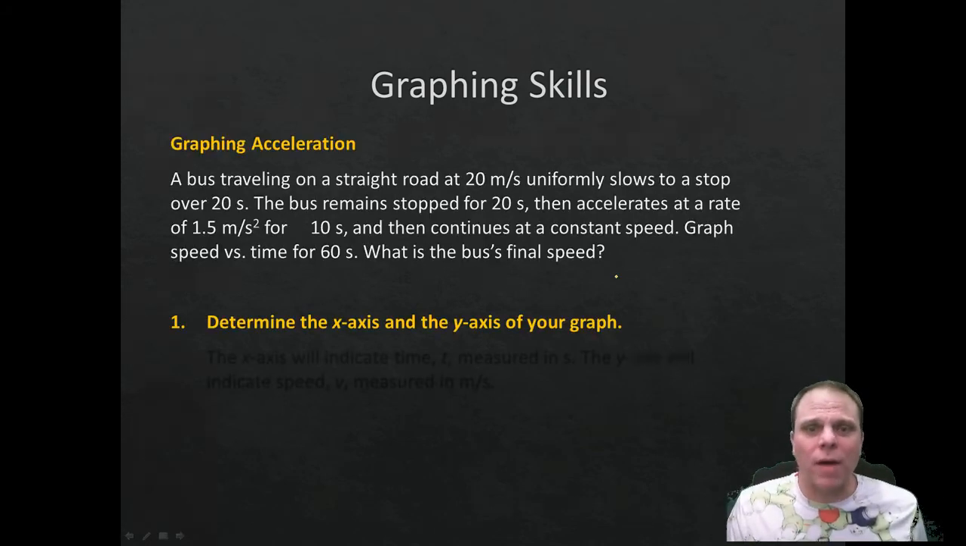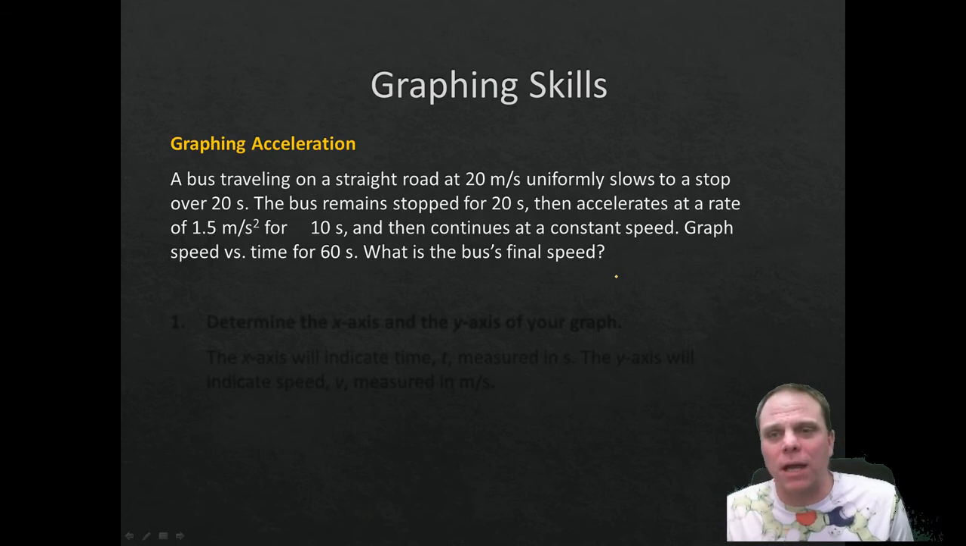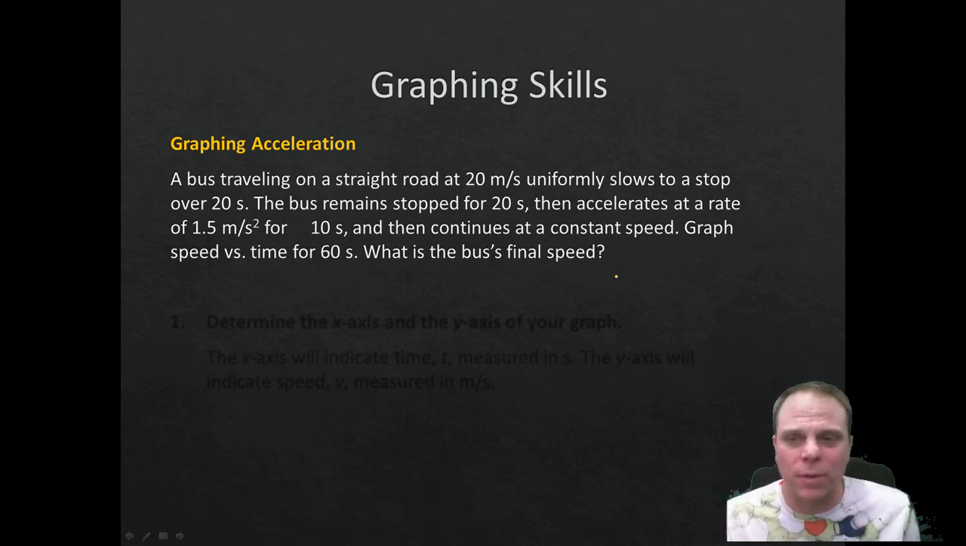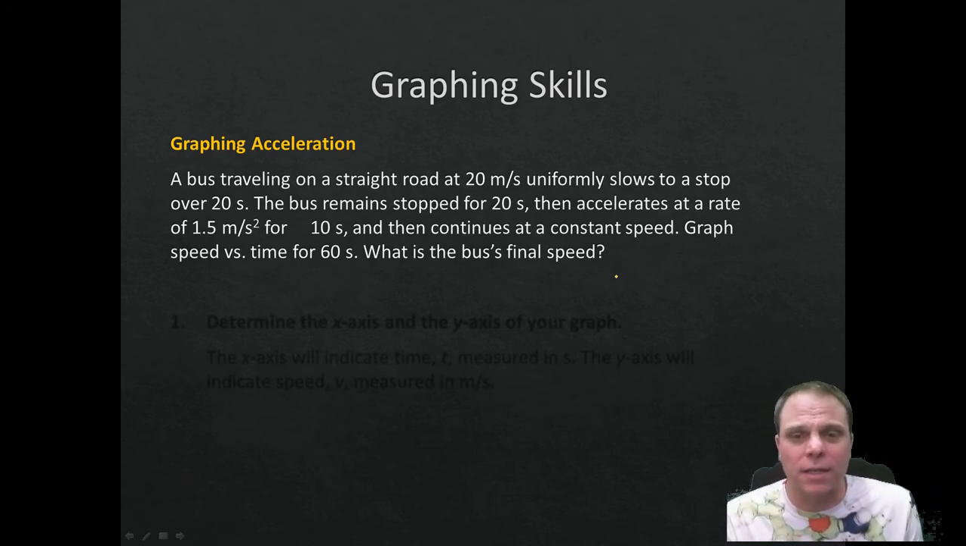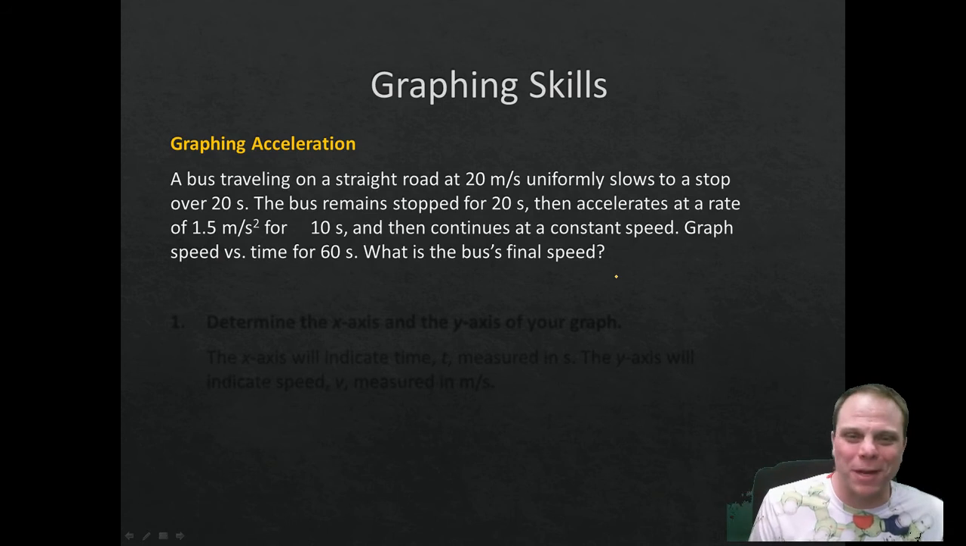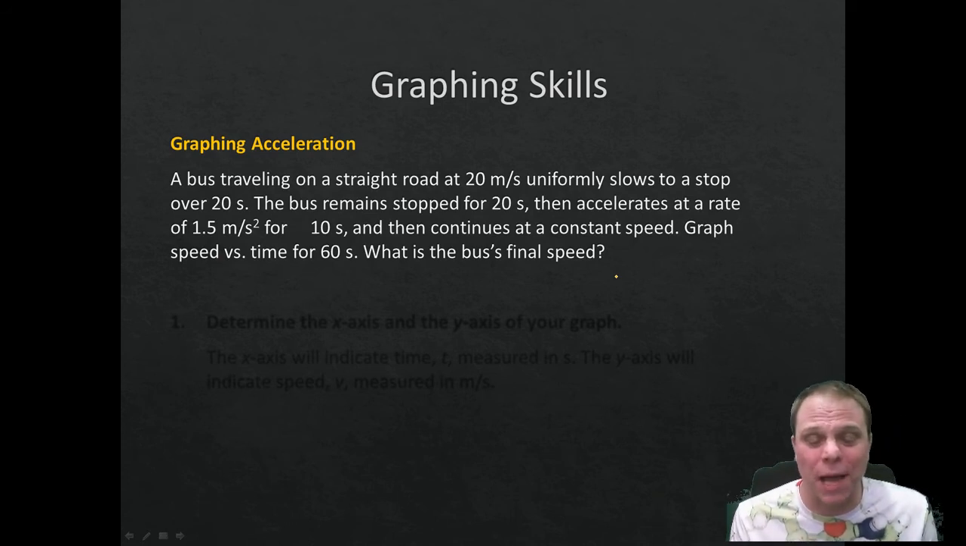So, a bus traveling on a straight road at 20 meters per second uniformly slows to a stop over 20 seconds. The bus remains stopped for 20 seconds, then accelerates at a rate of 1.5 meters per second squared for 10 seconds, and then continues at a constant speed. Graph speed versus time for 60 seconds. What is the bus's final speed?